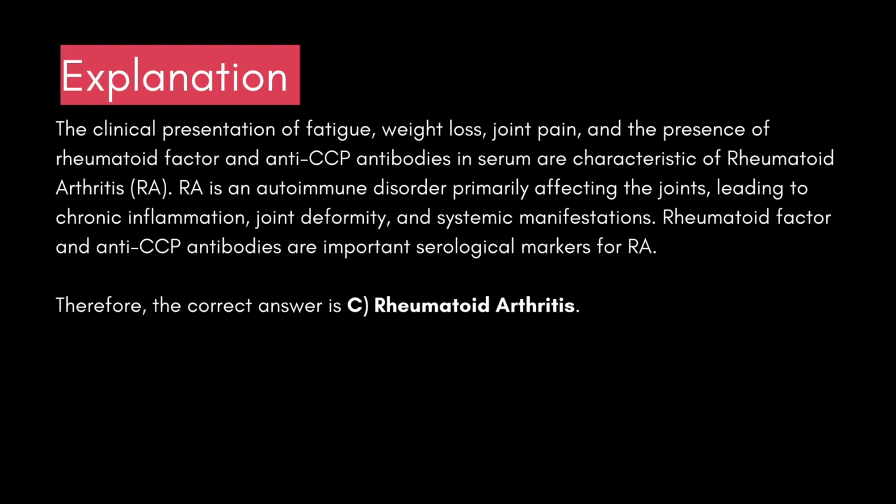anti-CCP antibodies in serum are characteristic of rheumatoid arthritis. Rheumatoid arthritis is an autoimmune disorder primarily affecting the joints, leading to chronic inflammation, joint deformity, and systemic manifestations. Rheumatoid factor and anti-CCP antibodies are important serological markers for rheumatoid arthritis. Therefore, the correct answer is C, rheumatoid arthritis. Let's go ahead and see why the other answer choices are incorrect.